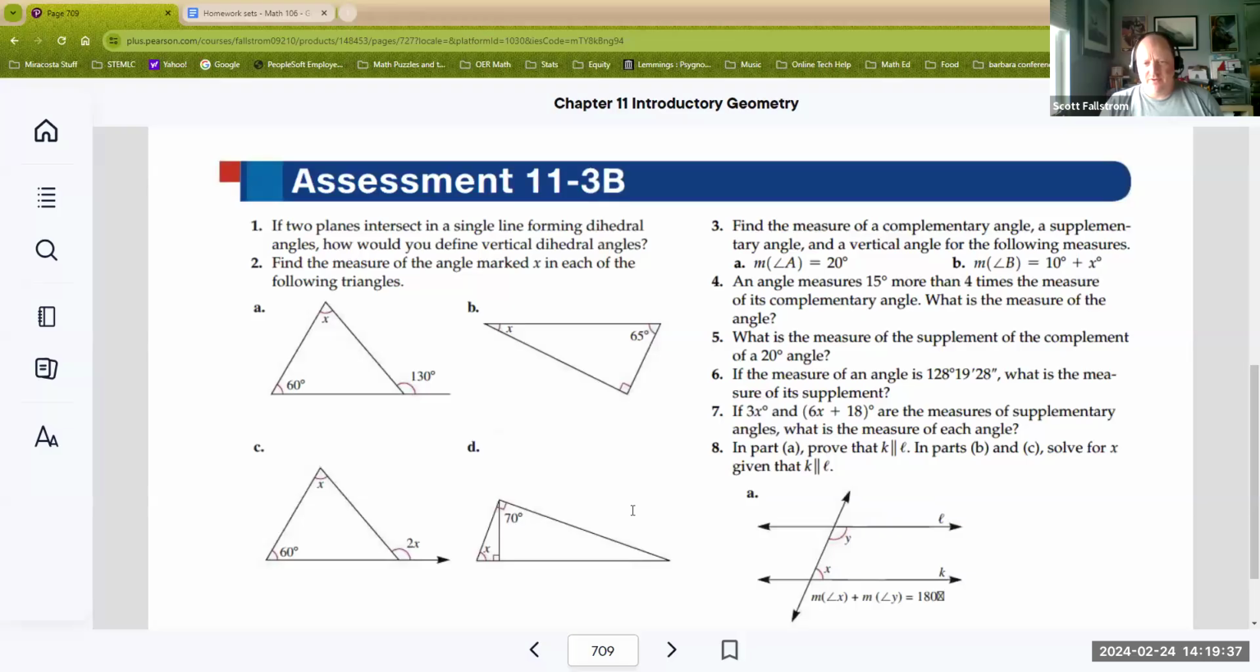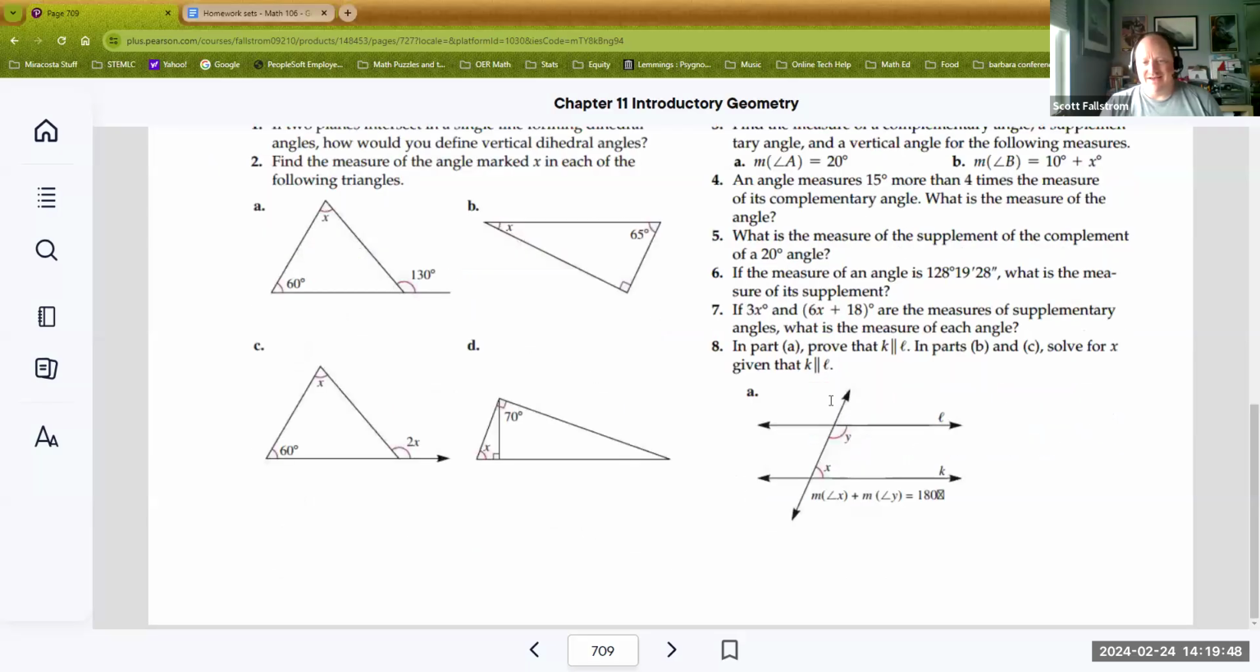Got some questions from one of you, so I'm going to go through those. We're going to start with 8, 14, and 19. So let's take a look at those. We'll jump down to question 8. Okay. So in part A, prove that the lines are parallel. And in parts B and C, solve for X if you know that the lines are parallel.